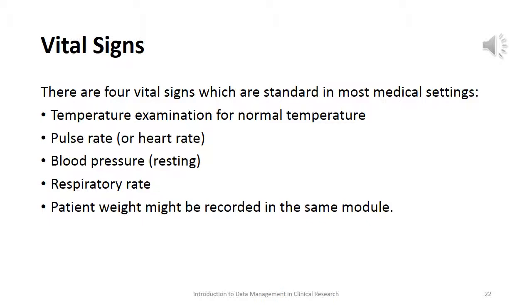So for most trials, at almost every patient visit, the site is going to take vital signs. Usually these are 4 specific vital signs that are fairly standard. We're going to take temperature, pulse rate or heart rate, resting blood pressure, and respiratory rate. And then we may have the site record the patient's weight, if it's going to be recorded in the same module. So these vital signs are normally going to be collected at each patient visit.